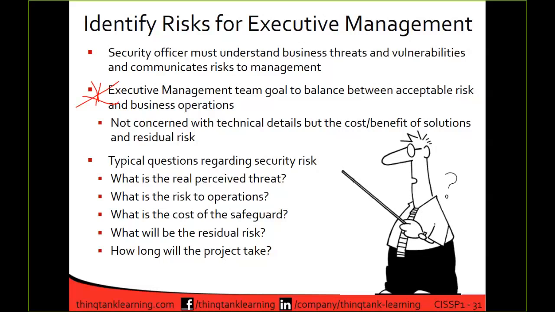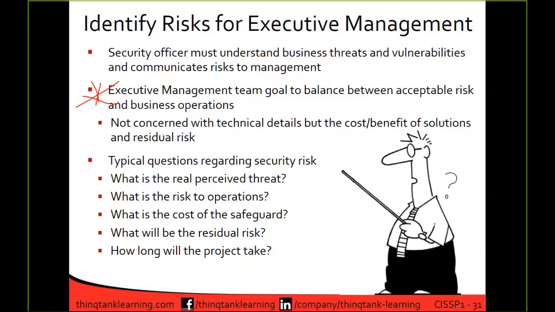And what we mean by balance between acceptable risk is to say, it's not practical to have all of the individuals in the organization have a 30-character password. Yes, that's going to mitigate risk against brute force attacks, but what would be more acceptable? Well, maybe 10 characters, or maybe 12 characters, or maybe some sort of multi-factor authentication. So it makes it easier for business operations, but it also mitigates risk, all right? As an information security professional, you're not concerned with technical details, but the cost benefit of the solution and the residual risk in the end, right?